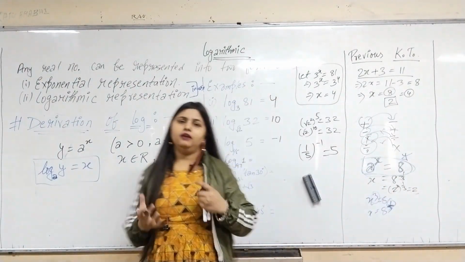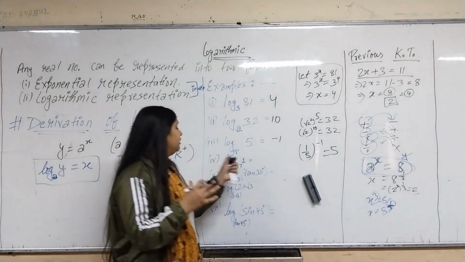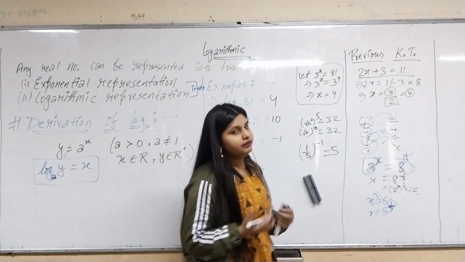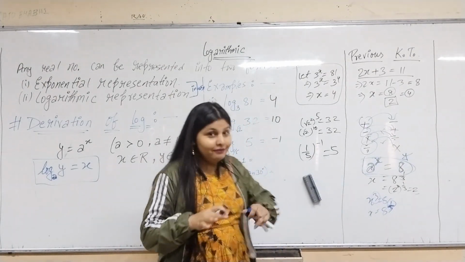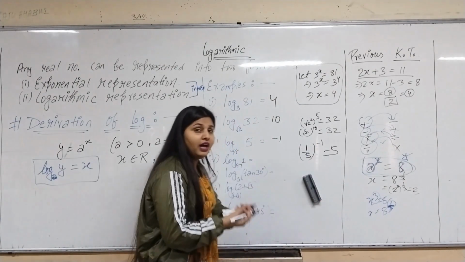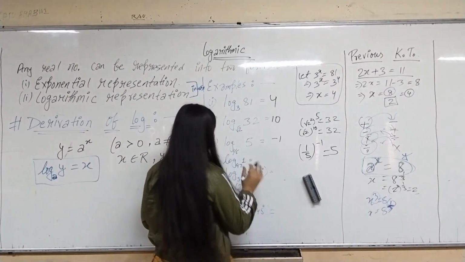Now we will have some big thing. 97 to the power something equal to 1. 97 itself is a big number. What will be its power? What will be its power to give us 1? The very small number, one of the smallest natural numbers.